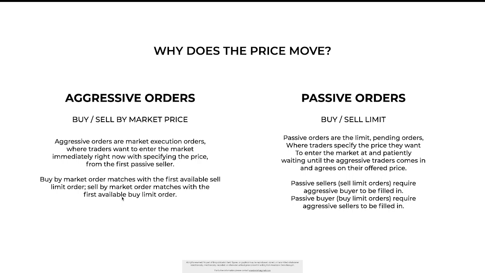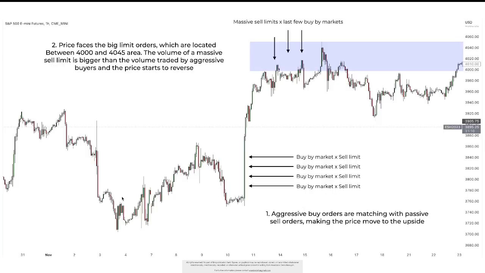Okay? Now, since we know how the price moves already, let's have this example in front of you. As we can see here, the price has been consolidating for quite a while. It gave us a pullback. And then we see this huge move to the upside, the first big impulse to the upside. Just a few candles and the price flies. Those were aggressive buy orders that were matching with the previous sell limits that were placed on these levels.